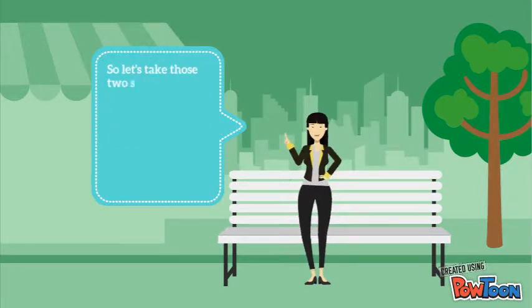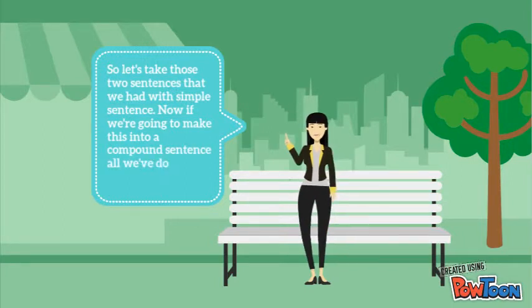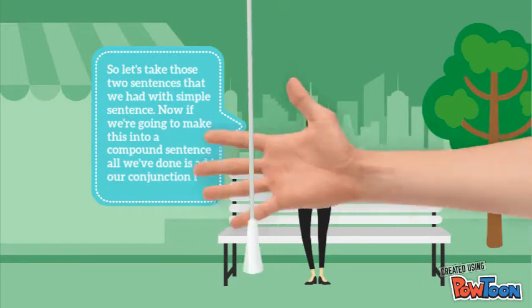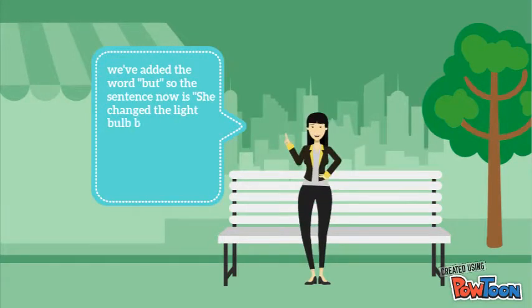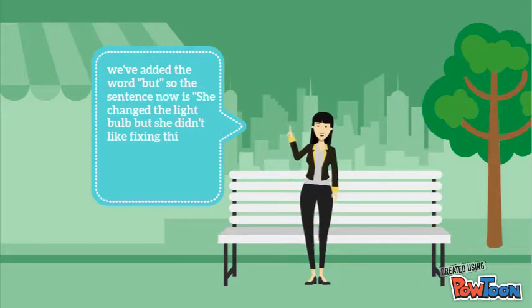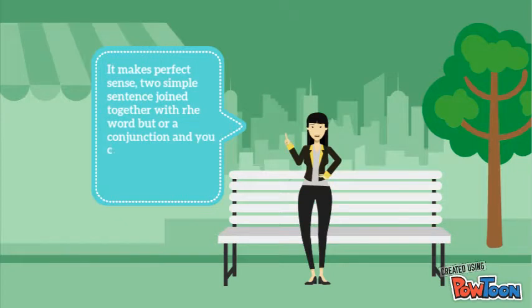So let's take those 2 sentences that we had with simple sentences. Now if we're going to make this into a compound sentence, all we've done is added our conjunction in there. So we've added the word but. So the sentence now reads, she changed the light bulb, but she didn't like fixing things. It makes perfect sense. 2 simple sentences joined together with the word but, or a conjunction. And you could put any conjunction in there.